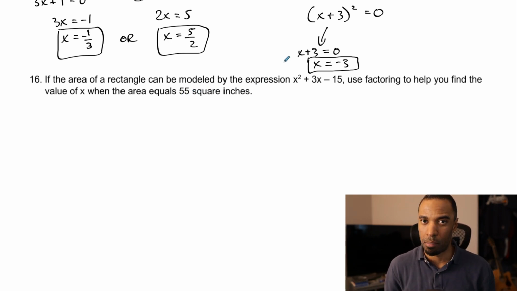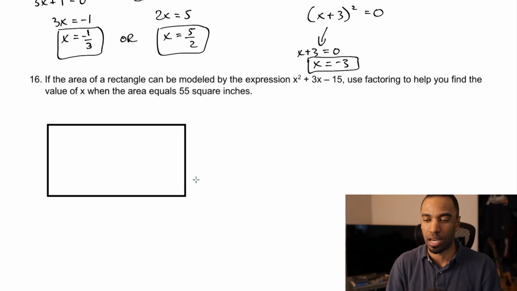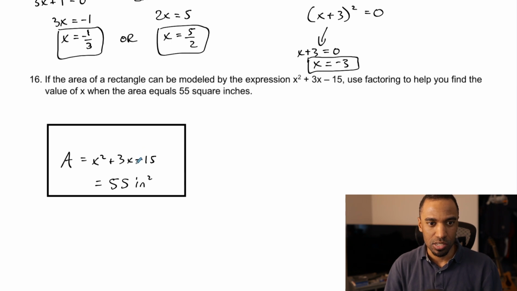I'm actually going to do you one better after this. I'm going to show you what the heck that breakdown is with a picture. I was just working on a time crunch. So if the area of this thing here is x squared plus 3x minus 15, that's going to be some sort of base times height that equals that. Now, our area is also 55 square inches here. So I'm going to set this equal to 55. X squared plus 3x minus 15 equals 55.